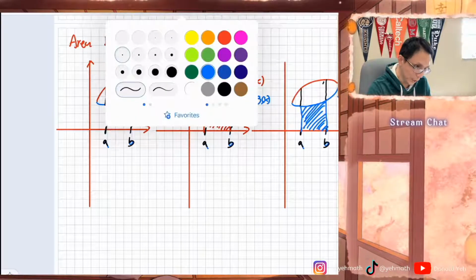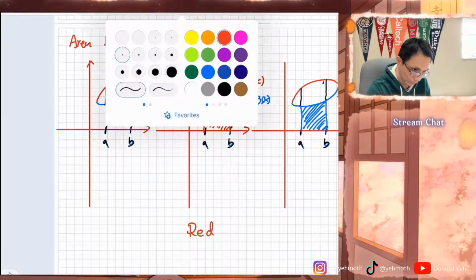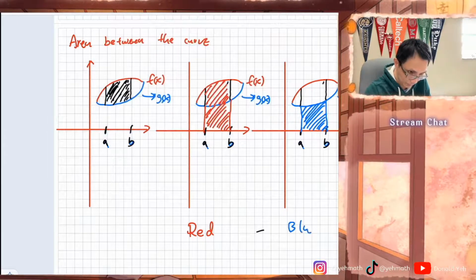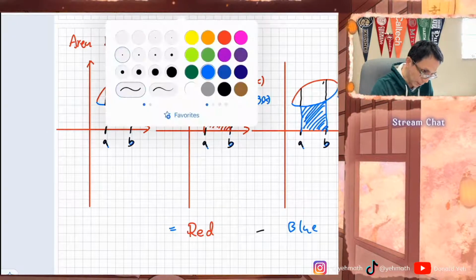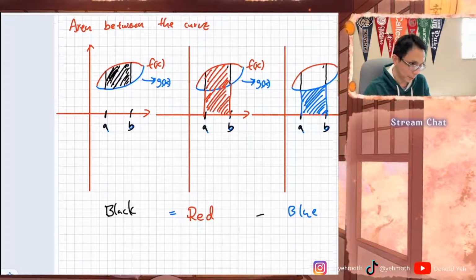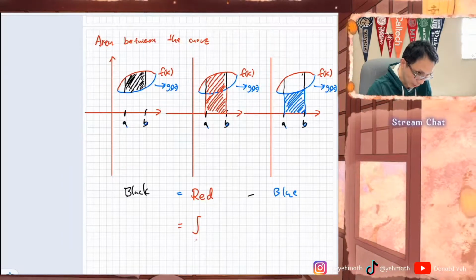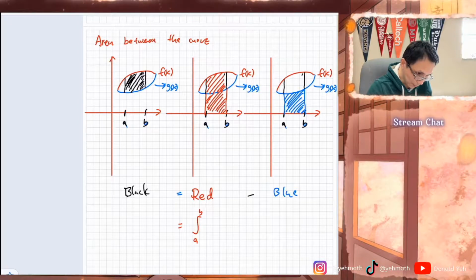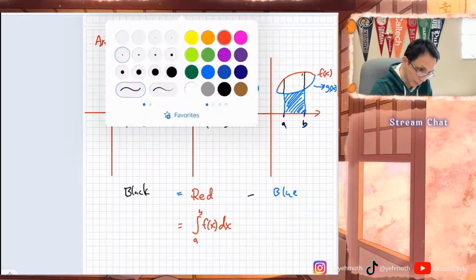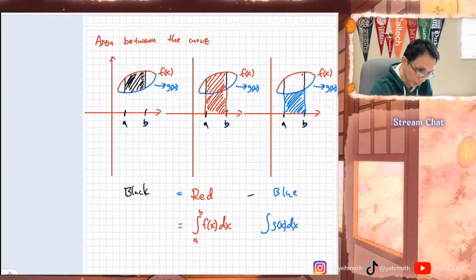Now, if I take the red minus the blue, it should be the black. Does that make sense? I'm with you so far. Okay, so red minus blue equals that. So how do I get red? Red is going to be the integration from a to b of f of x dx. Then I'm going to do the integration of g of x dx, and then we're going to take a minus sign.